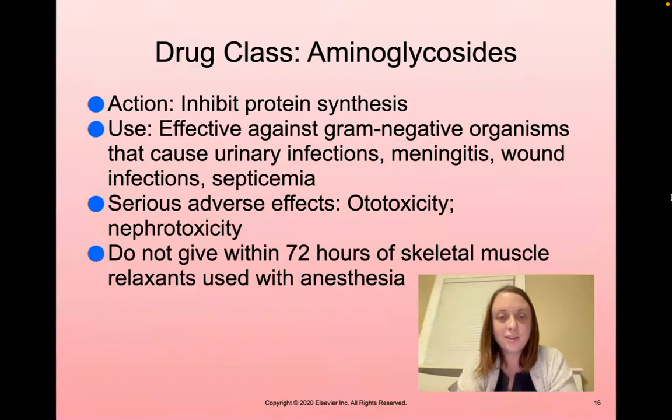Our first class of drugs are aminoglycosides. These work by inhibiting protein synthesis, and they're used against gram negative organisms that cause urinary infections, meningitis, wound infections, and septicemia. Some severe adverse effects you can see with aminoglycosides are ototoxicity and nephrotoxicity. It's really important not to give these within 72 hours of skeletal muscle relaxants used with anesthesia because they can cause respiratory depression and other issues like that. You're going to see that side effect come up fairly frequently with antibiotics.